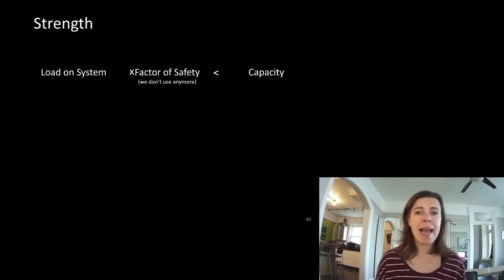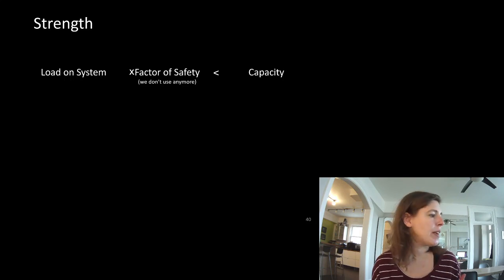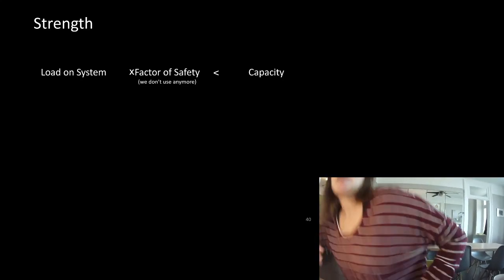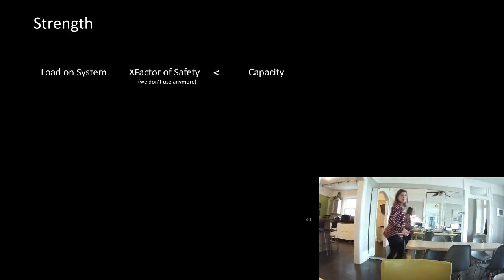So let's say, I don't have a table here in front of me. All right, this table here, if I climbed on top of it, we know that this table has its own self-weight and the weight of Shannon on the table. We want that table to be strong enough to hold me and the table's self-weight. So that's its capacity. So it needs to be strong enough to hold the load on the system. Me and the table are the load on the system.